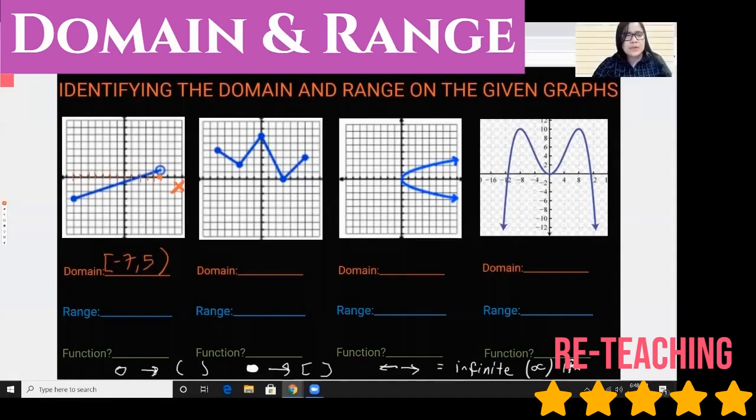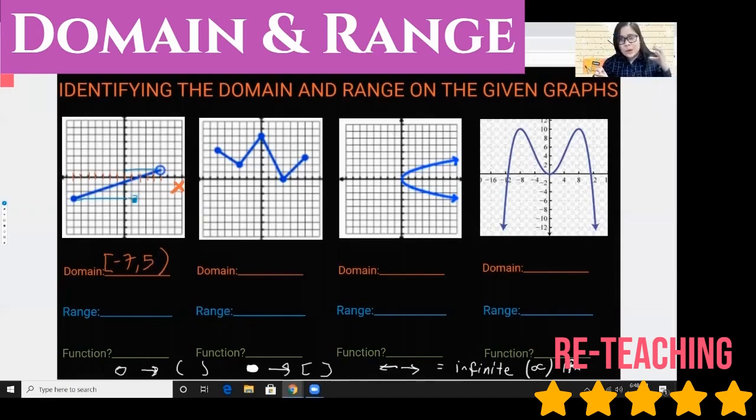Now let us find the range. The range stops in here, and also it stopped in here. Again, in writing the sets of numbers, we start from least to highest. So we start on the negative part of the y-axis. So we have negative 1, negative 2, and negative 3.